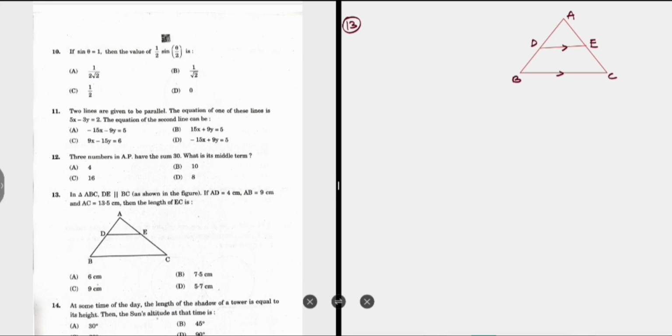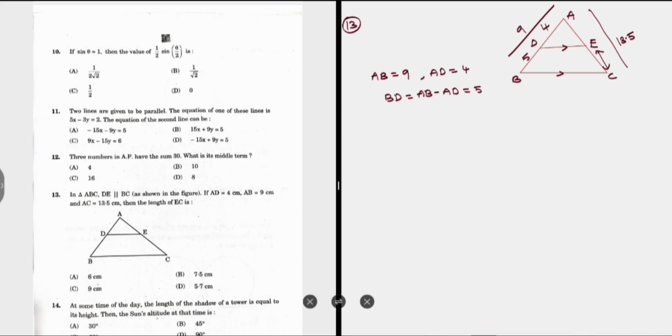We know DE is parallel to BC, and we also know AD is equal to 4. Total AB is equal to 9, and AC we know is 13.5. We have to find out EC. So here, when AB is equal to 9 and AD is equal to 4, we can find out BD. BD is equal to AB minus AD, which is 5. So this is 4, this is 5, clear.